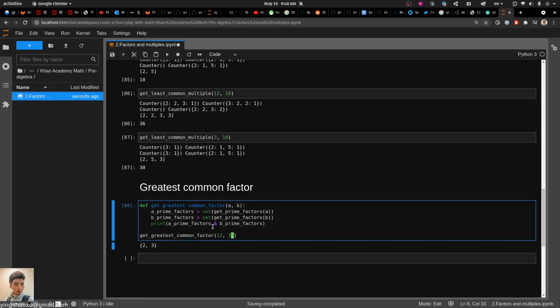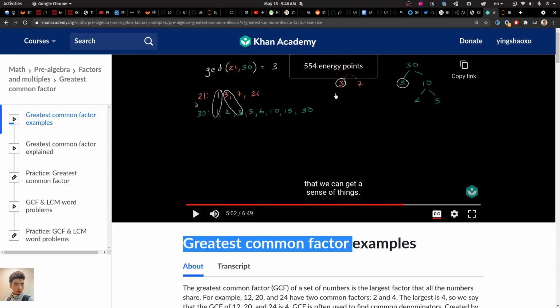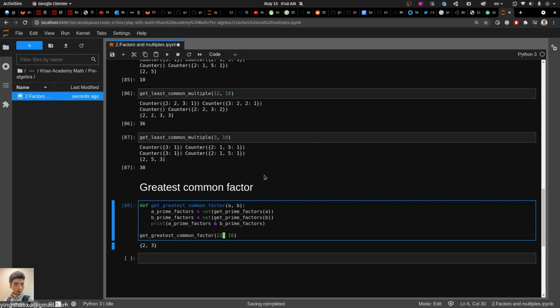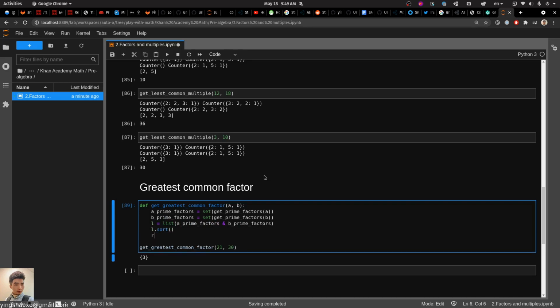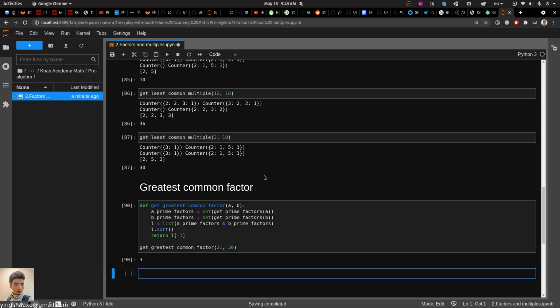For this case, we got 2 and 3. They are in common. How about 21 and 30? Let's see if we can get the right answer. 21 and 30, we get 3. So basically, this is how we get the common part of the two factor lists. After we get that, we probably want to convert it to a list, or maybe we shouldn't, but anyway, let's convert it to a list. Then we do a sort. After that, we return the biggest one, which is the last element of that list, and boom, we get 3.